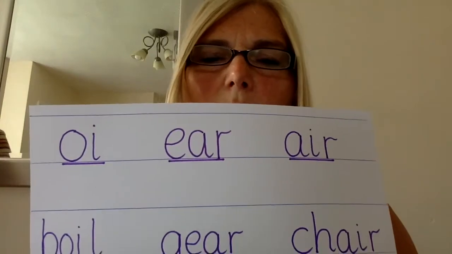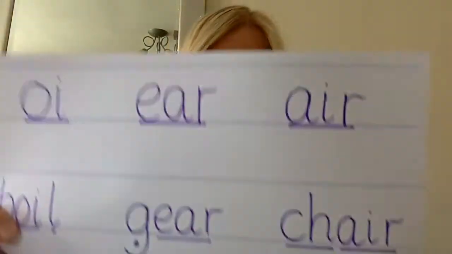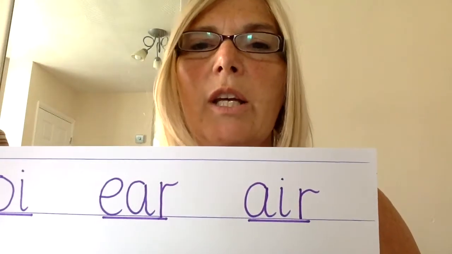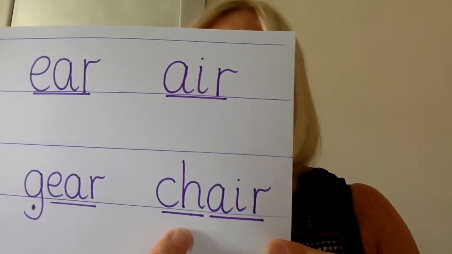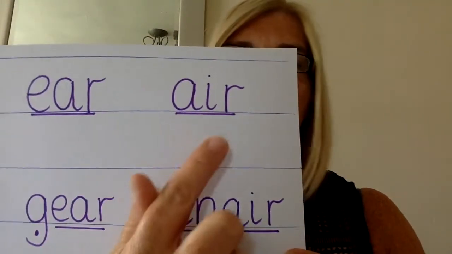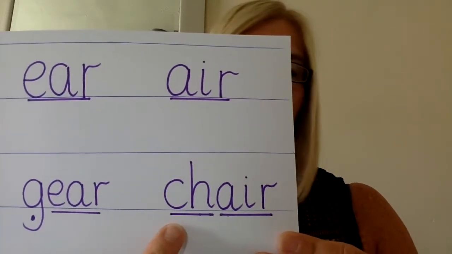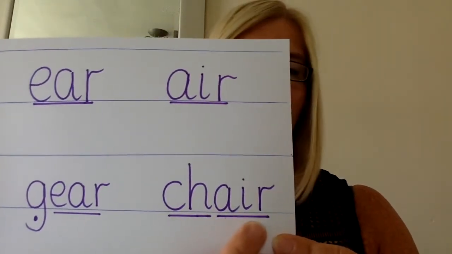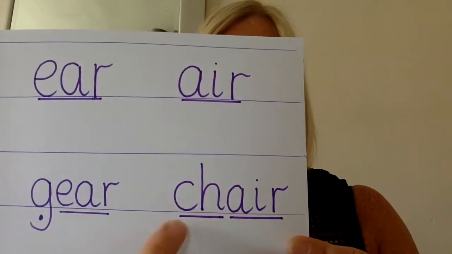Okay, so we're looking at this in the sentence that might be, I changed gear on my bike. I changed gear on my bike. G, ear, gear. And then the last one with the air trigraph, we've got the digraph ch, and then we've got the trigraph air, ch, air, chair. So hopefully you'll be able to put some of those into some sentences using your segmenting and your sounding out.